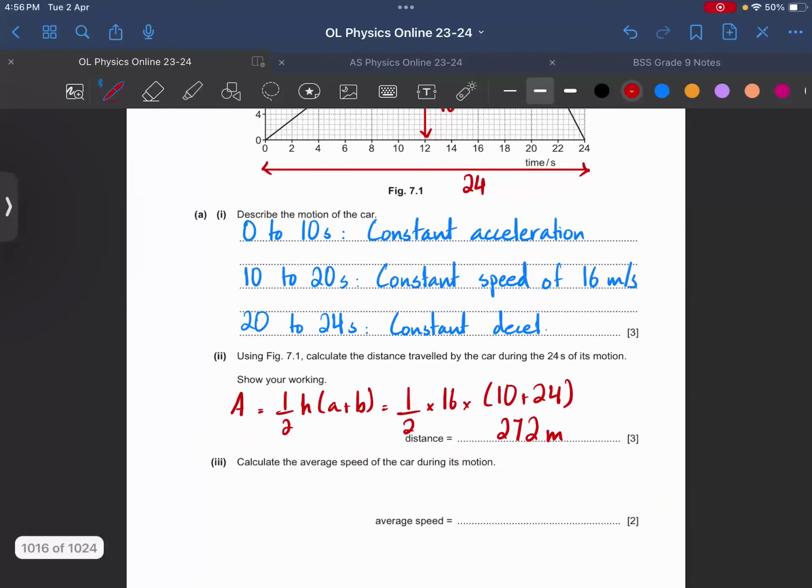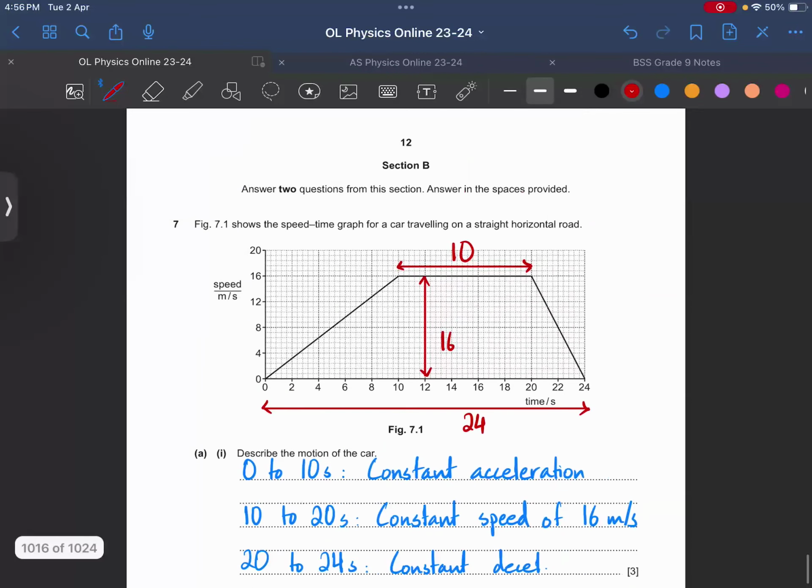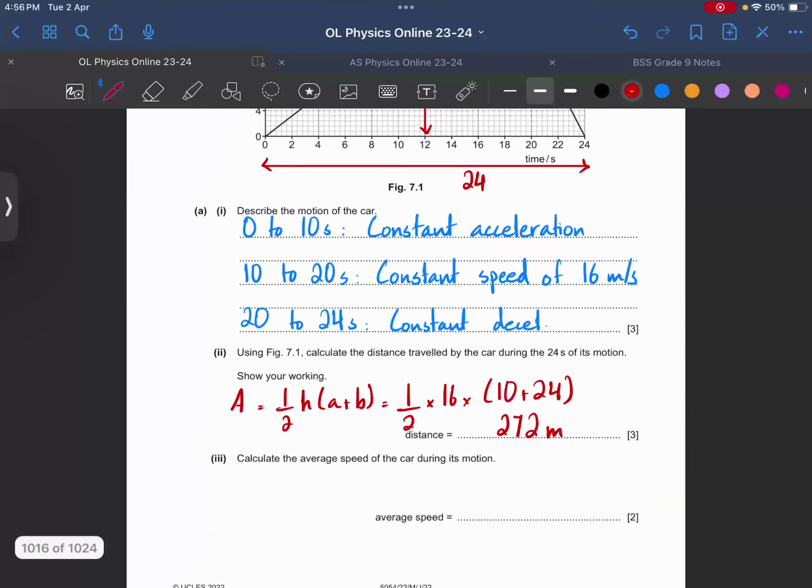Next part, calculate the average speed of the car during its motion. Achha, section B mein, you have to do 2, but we'll do all. Average speed is total distance over total time. ठीक है. Total distance is 272, total time was 24. You just do this. 11.33, 3SF, 11.3 meters per second.